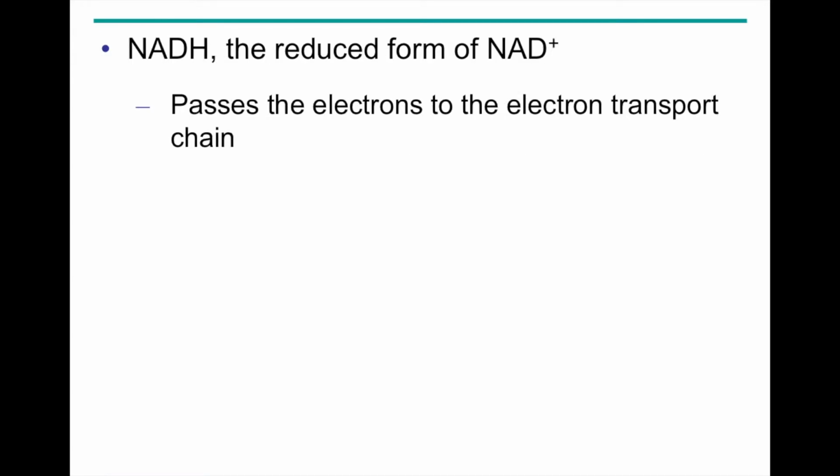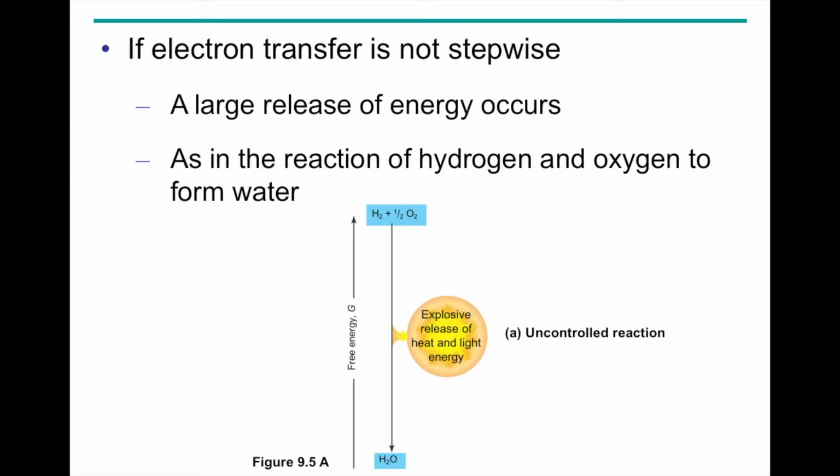So NADH is the reduced form of NAD+, which passes the electrons to the electron transport chain. So if it asks any questions, like what is carrying or what is transporting our electrons, we would know that in cellular respiration, it's NAD+. Okay, if electron transfer is not stepwise, a large release of energy occurs, as in the reaction of hydrogen and oxygen to form water.